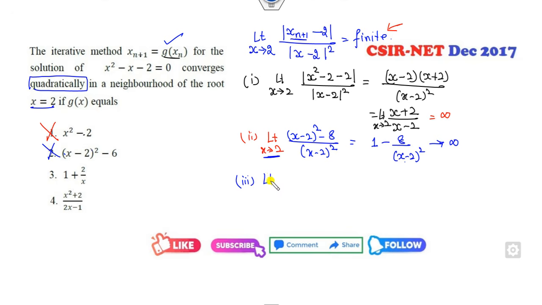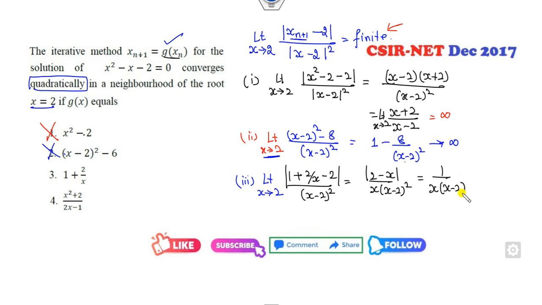Look at the third option. Limit x approaches 2, 1 plus 2 over x minus 2, divided by x minus 2 square. So that will be minus 1. If I take the LCM, it will be this number. It is my modulus value. I can cancel out, and it will be 1 over x into x minus 2. Again it goes to infinity. So this option is also cancelled.